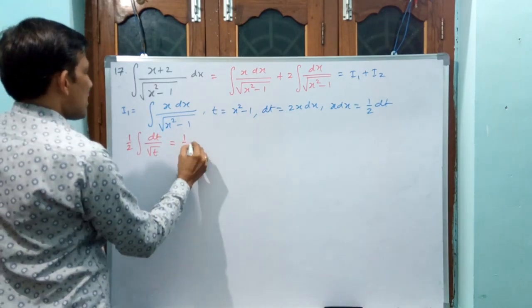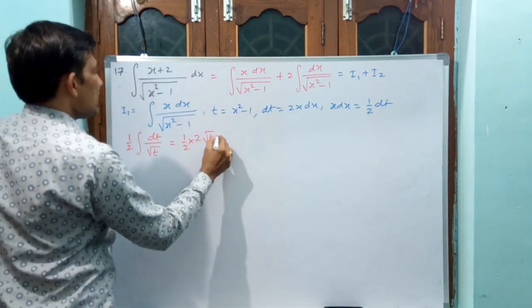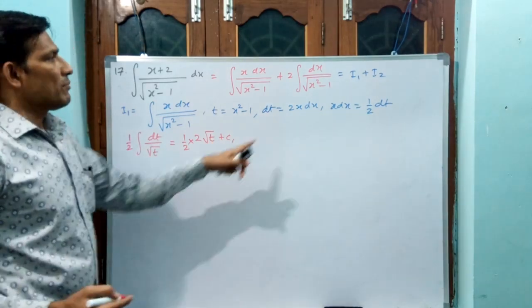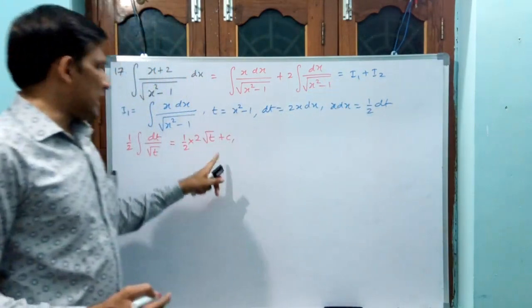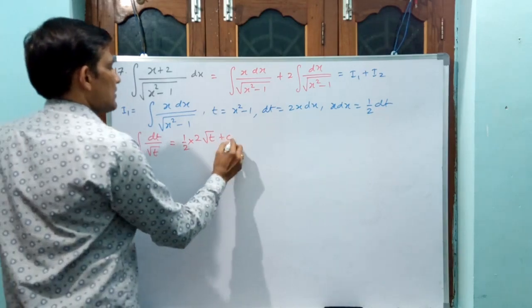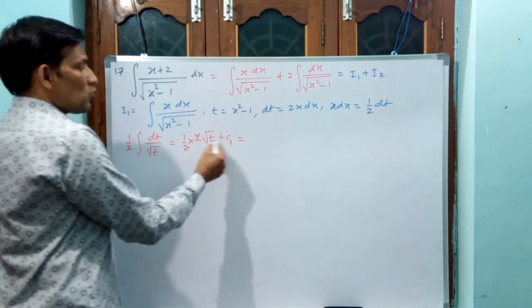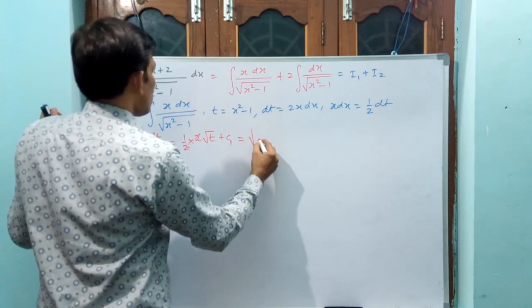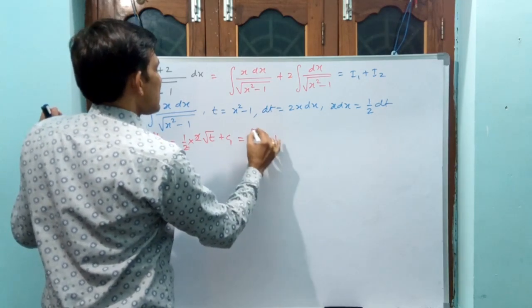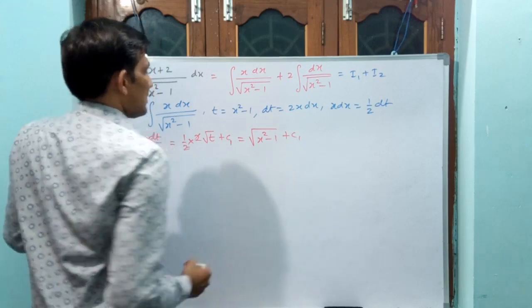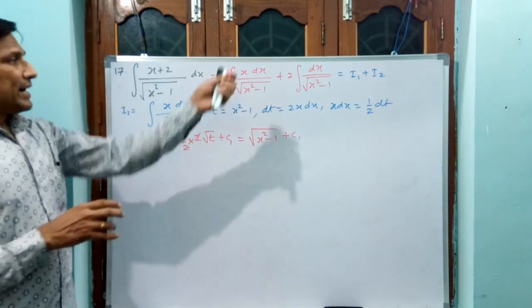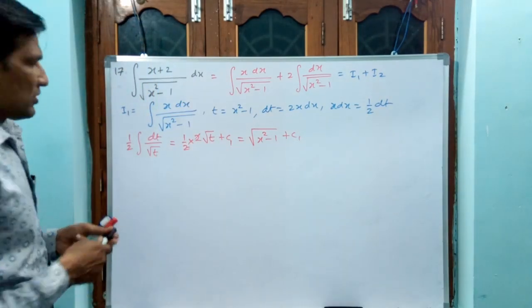That is equal to 1 by 2 into 2 root t plus c1. Why c1? Because I1 and I2, two constants are coming. That is why I have taken c1. That is equal to, you see the 2 going to get cancelled, root t plus c1. Root t means what? Root of x squared minus 1 plus c1. You see this is for I1. And again take I2. I2 is a direct formula question.